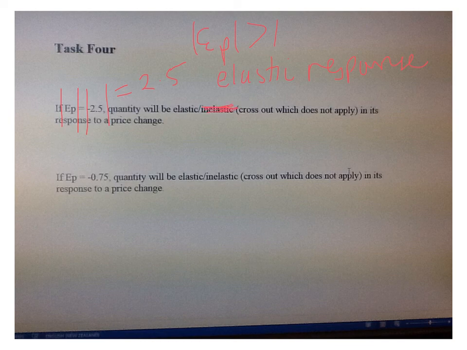Again, I'm coming down here, I'm going to be cheeky, I'm just going to do that, and so we know the absolute value is 0.75. So again, just interpreting what it means, the absolute value of the price elasticity of demand, just calculated, is less than 1, therefore we're going to get an inelastic response.